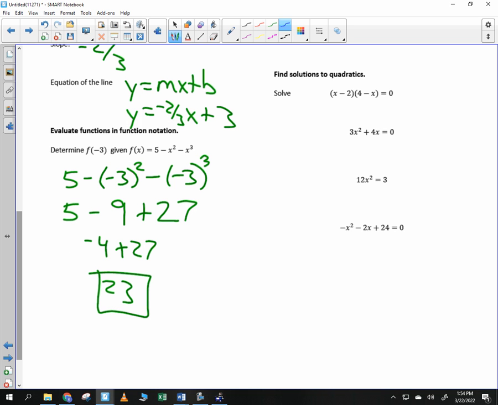All right, they're going to have you solve quadratics. When you solve quadratics, what's the solution to the first set? X minus 2 times 4 minus x is equal to 0. What is x? 2 and 4. Whatever you plug in to make 0. Good. The next one, it is equal to 0, but it's not factored. What can you factor out? An x, and you get 3x plus 4 is equal to 0. What are your two solutions?